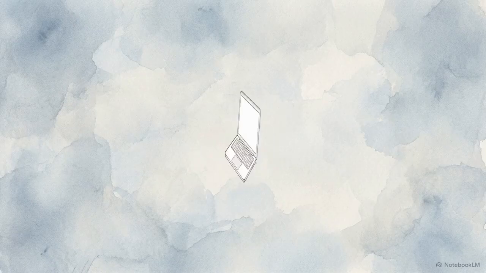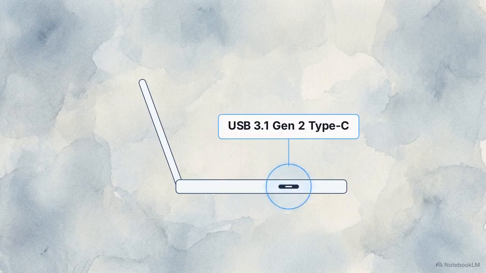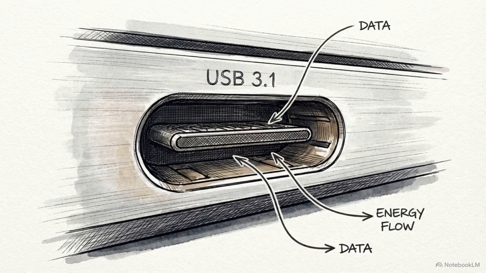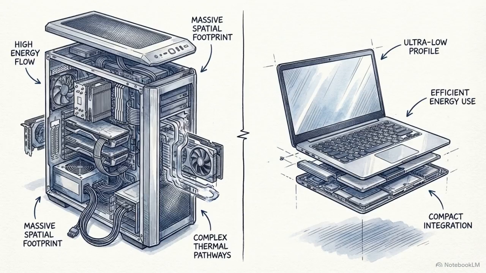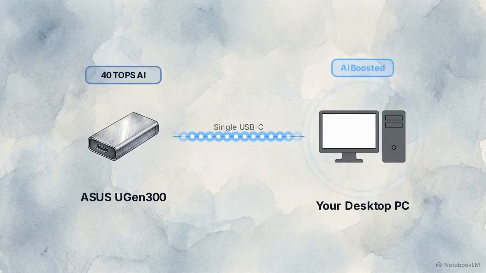Step 1 is checking your hardware. You will need a host device with an available USB 3.1 Gen 2 Type-C port to handle the necessary data bandwidth. You don't need to replace your entire setup with an expensive AI-native PC. This single connection brings high-end AI inference to the machine you already own.